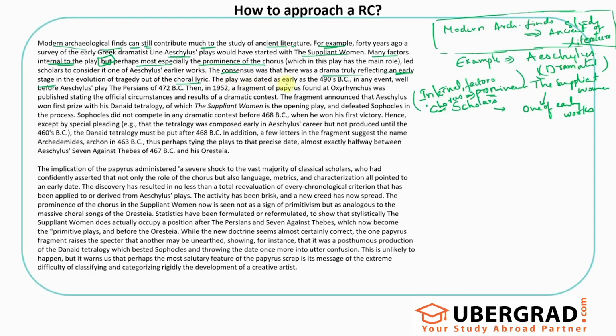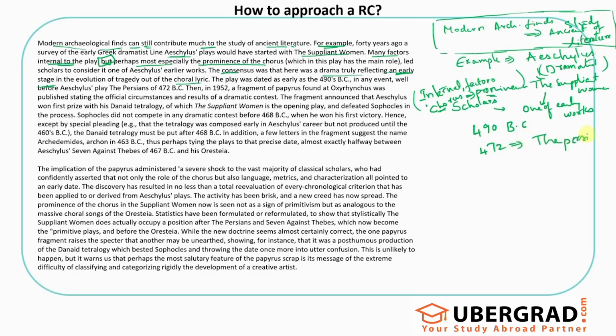The play was dated as early as the 490s BC, right? So based on all this, they think it was written somewhere in the 490s BC, well before Achilles' play, the Persians, of 472 BC.